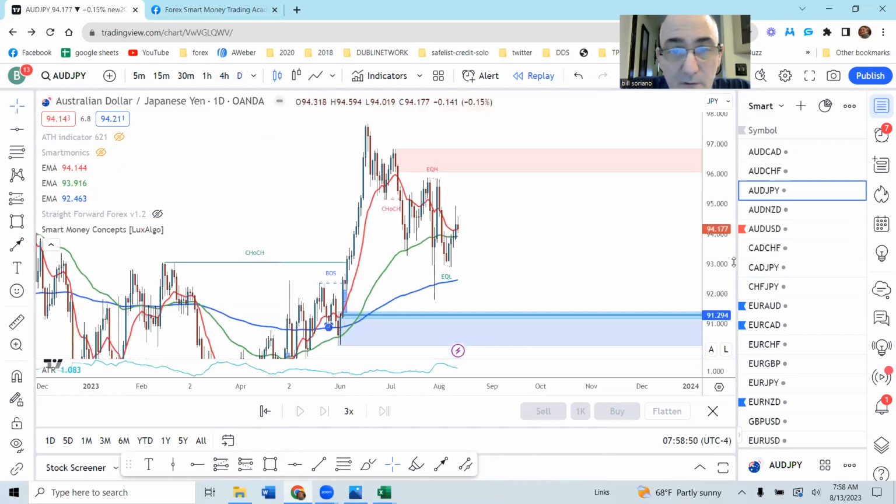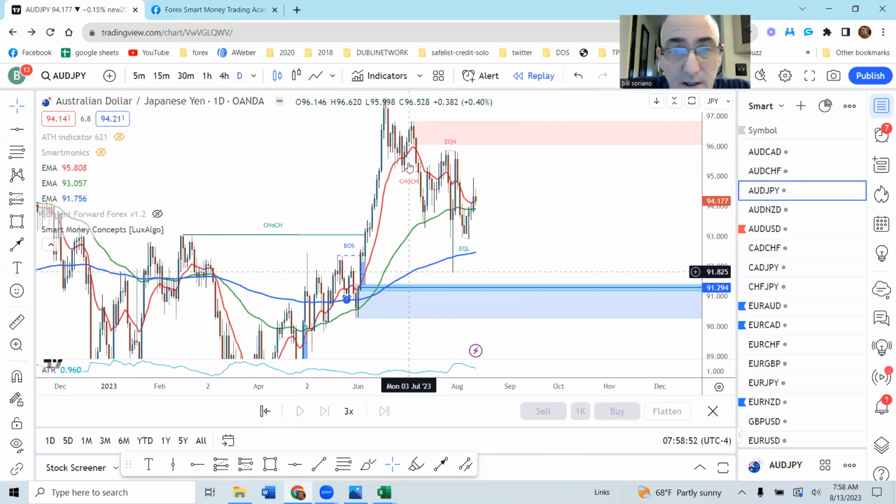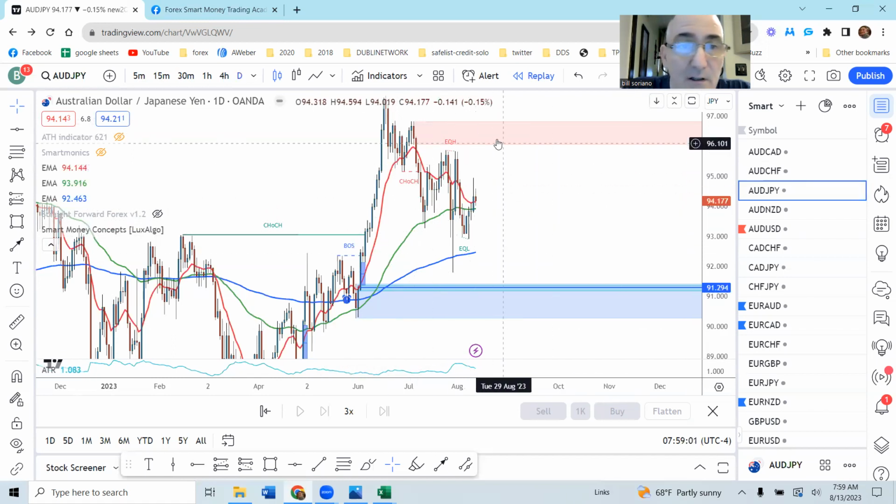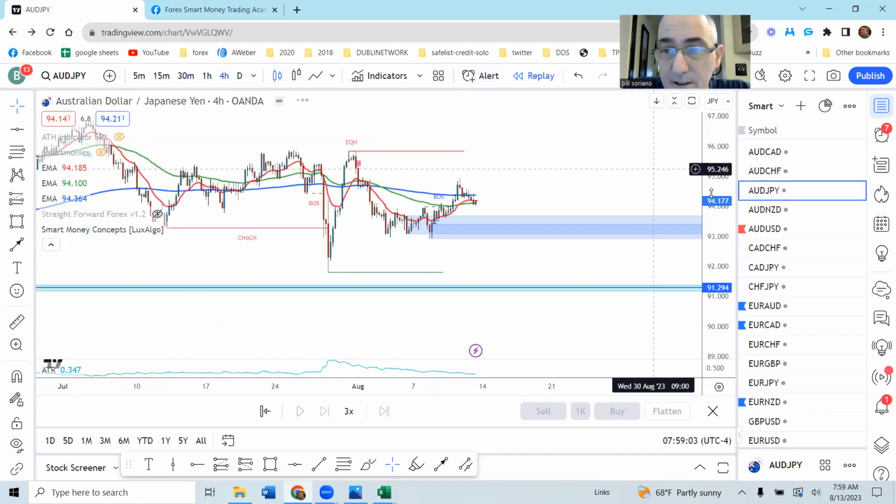Look at the daily chart, we can see we're still kind of bullish here. We did get this move down, but we would really need to get a move down past here in order for this to possibly turn bearish. So we're still bullish on this pair here.